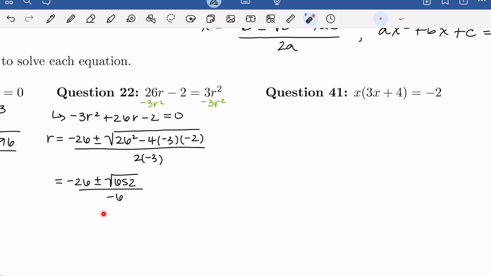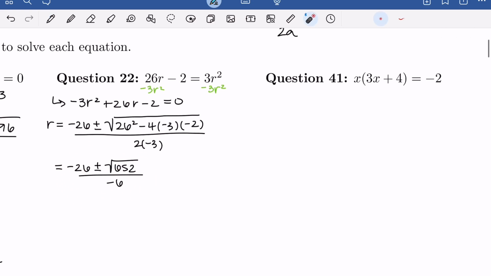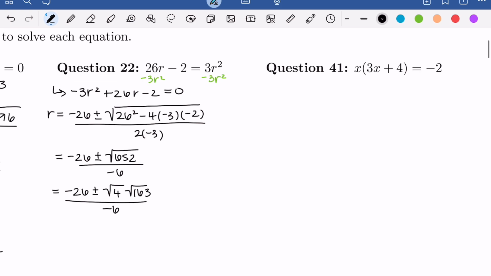So the next thing we'll do is try to see if we can simplify this a little bit further. We can definitely simplify this radical here. Using our product rule for radicals, we can break this up into 2 factors. This is going to be the same thing as the square root of 4 times the square root of 163. And this is still all over -6. So we know that the square root of 4 gives us 2. So we're going to have plus or minus 2 times the square root of 163 over -6.